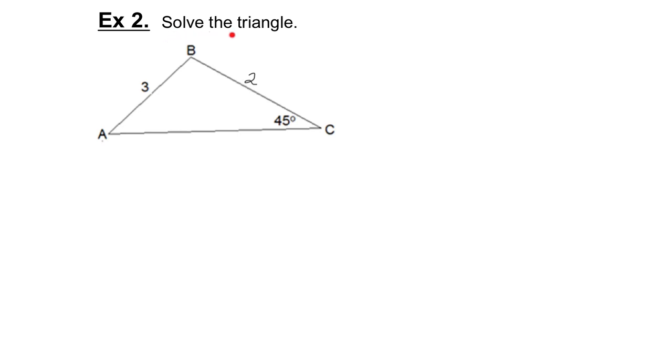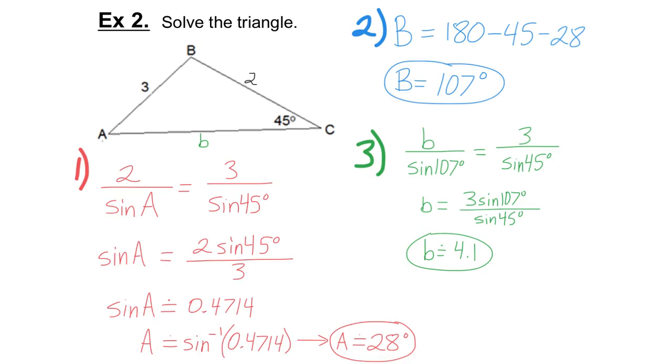This question says, solve the triangle. We know 2 sides, we know 1 angle. When the question says solve the triangle, it means you need to figure out all the missing pieces of information, the missing side length as well as the 2 missing angles. I'm going to leave this for you to try on your own, so pause the video, see how much of this you can solve, and then check back in. Here's my solution. If you need to take more time to look through it, just pause the video and take a look. If you have questions, you need to let me know.